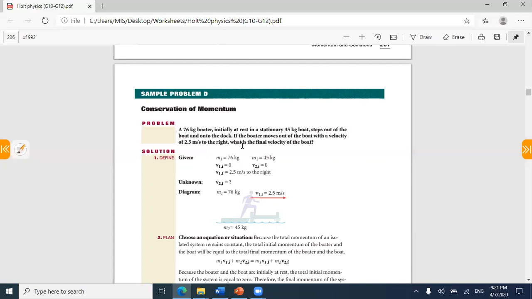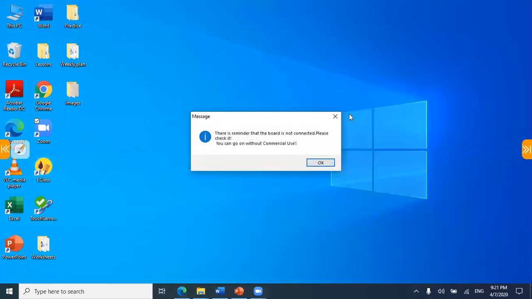And we are going to find the final velocity of the boat, so we are going to find V2 final. What we are going to do: M1 V1 initial plus M2 V2 initial equals M1 V1 final plus M2 V2 final, but here everything in the beginning has to be 0. So if I take this to the other side, minus M1 V1 final is going to equal M2 V2 final. Let me show you.